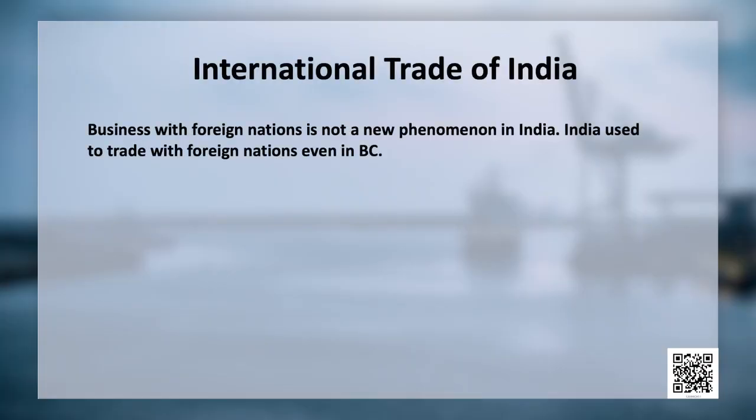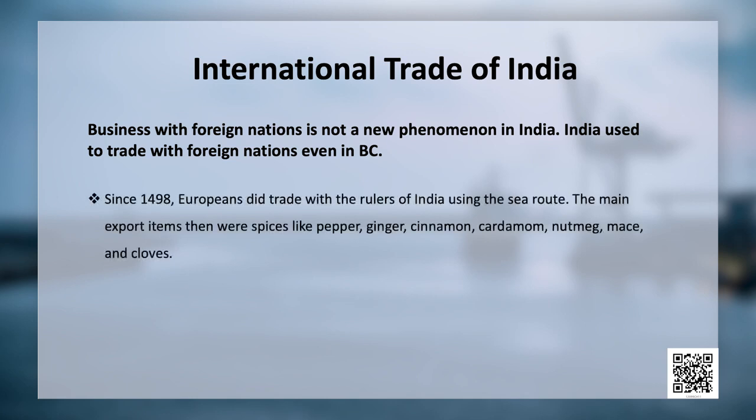International trade of India. Business with foreign nations is not a new phenomenon in India. India used to trade with foreign nations even in BC. Since 1498, Europeans did trade with the rulers of India using the sea route. The main export items then were spices like pepper, ginger, cinnamon, cardamom, nutmeg, mace and cloves.